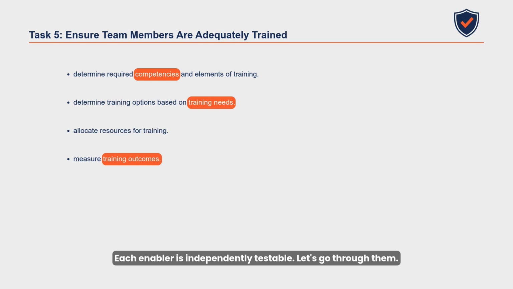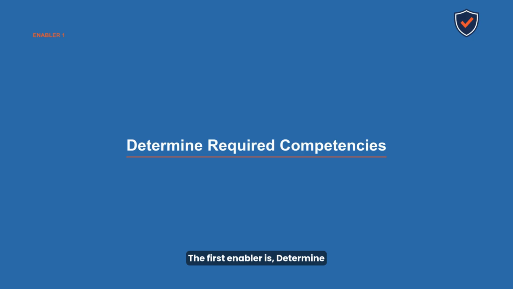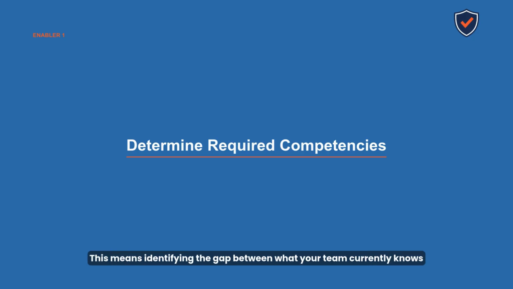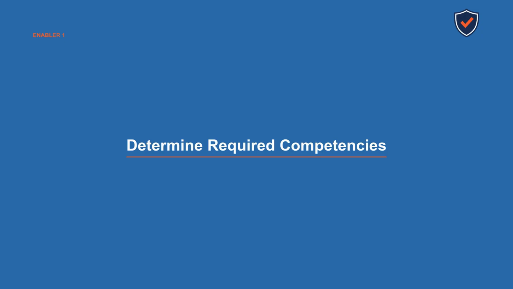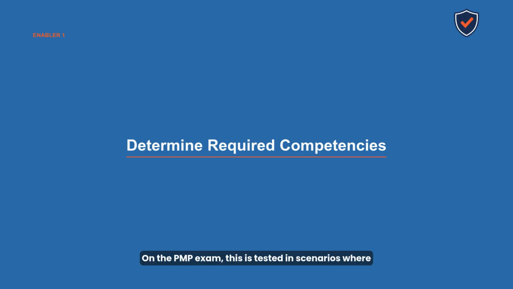Let's go through them. The first enabler is determine required competencies and elements of training. This means identifying the gap between what your team currently knows and what they need to know to deliver the project successfully. On the PMP exam, this is tested in scenarios where a team member lacks a specific skill. The correct first step is always to assess the gap, not to immediately assign training or replace the person. Understanding what is missing before deciding how to address it is the PMP-aligned approach.